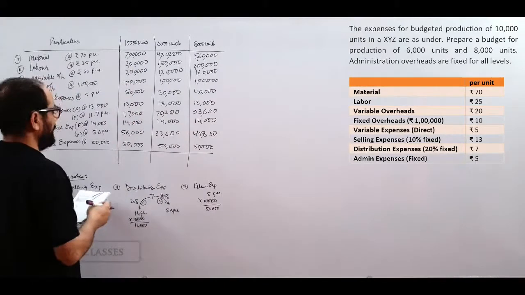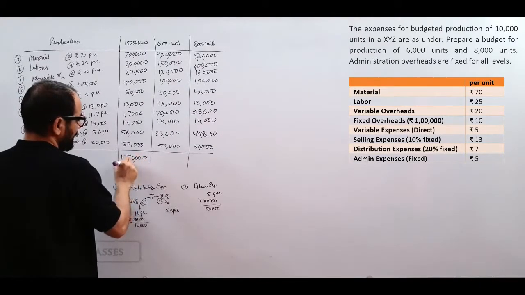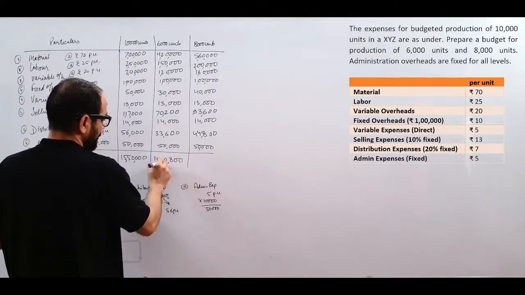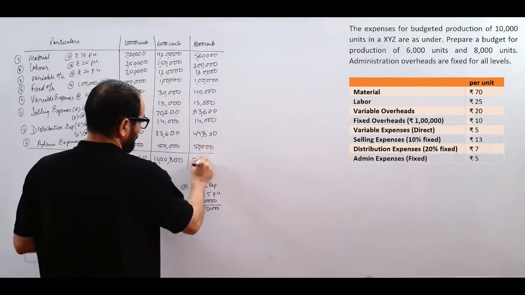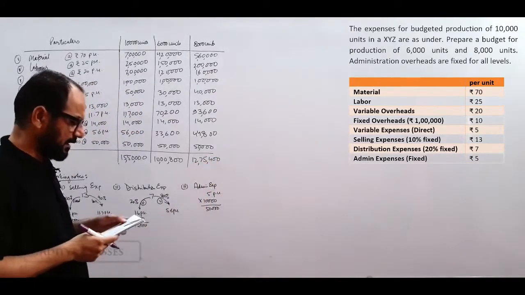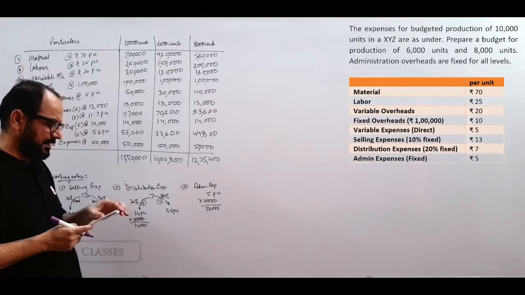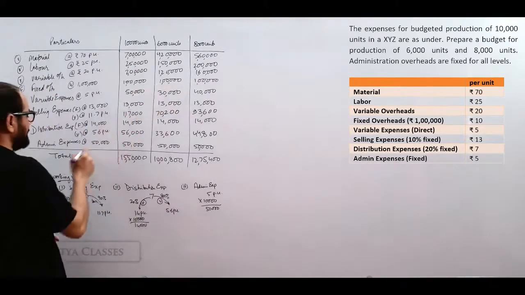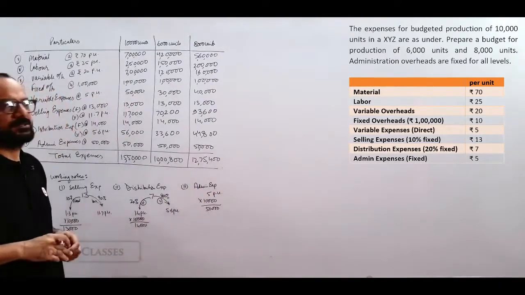Now if we go ahead and add them all, for the 10,000 level of activity we get 15,50,000. For the 6,000 level of activity we get 10,800,000, and here for the 8,000 level of activity we get 12,75,000. So the question was to prepare a budget for production at 6,000 and 8,000 units. Admin overheads are fixed. So this is our budget for activity levels of 6,000 and 8,000. This becomes our budget.